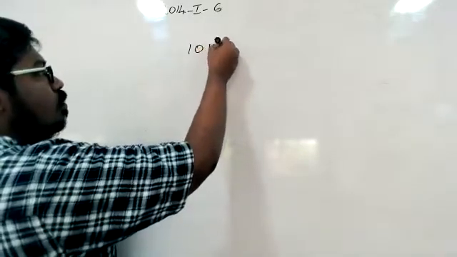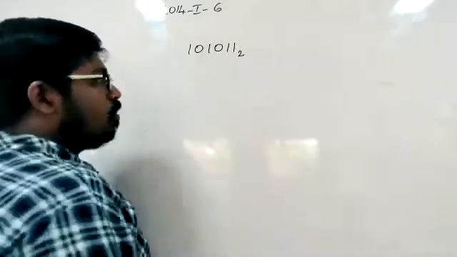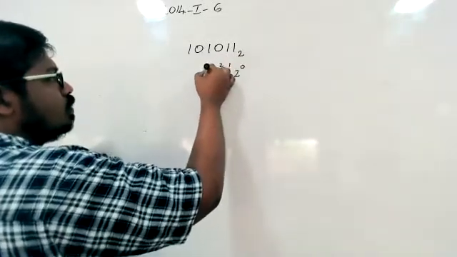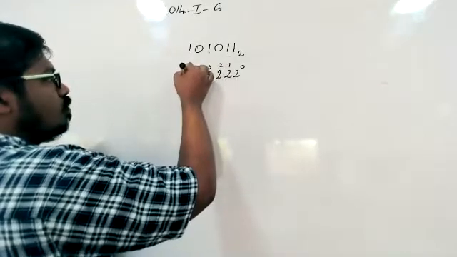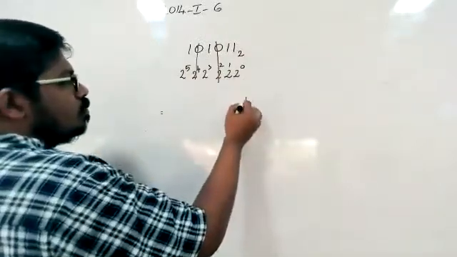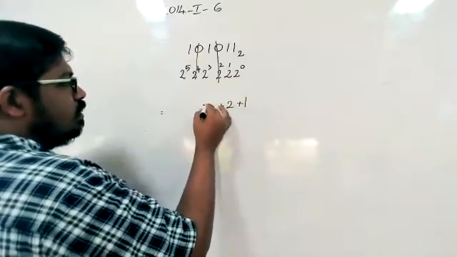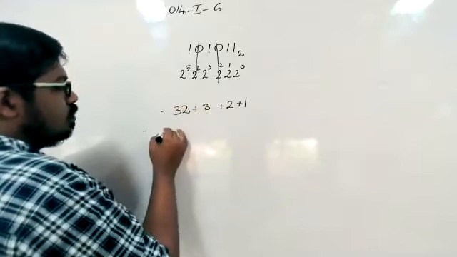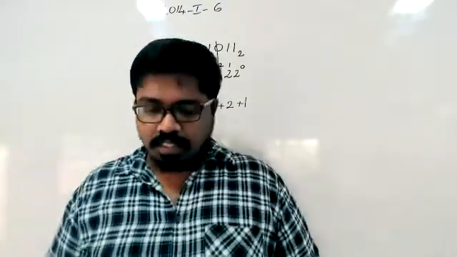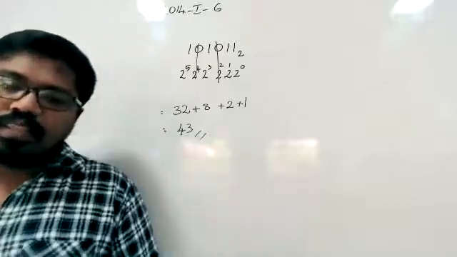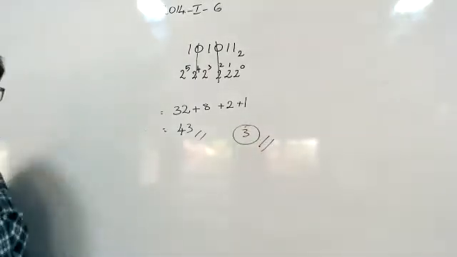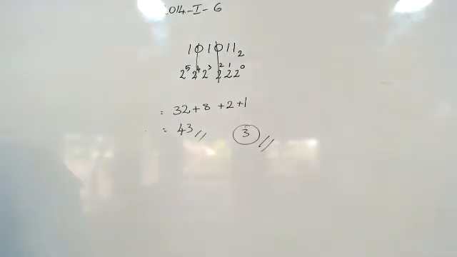So 101011 base 2. You have to multiply it by 2 to the powers, 2 to the power 0, 1, 2, 3, 4, 5. So we can remove this one and this one. So 1 plus 2 plus 8 plus 32. So altogether it will be 43. So for question number 6, the answer option will be the third answer option. That is 2014 part 1 question number 6.